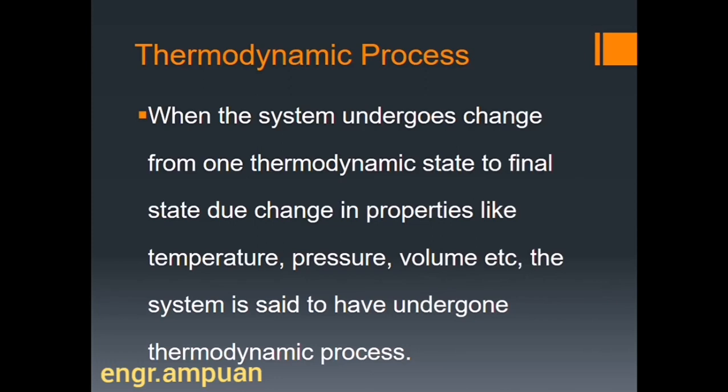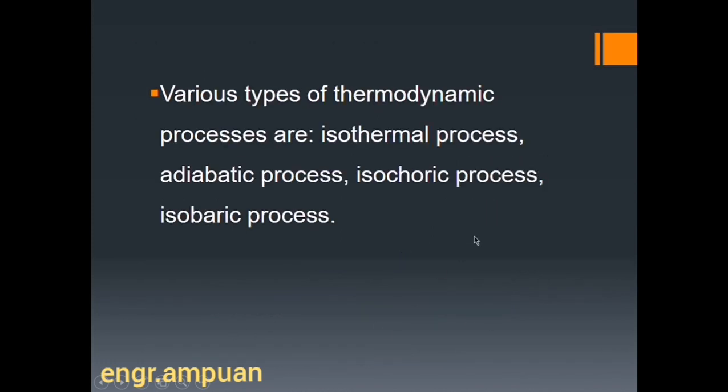So first, I would like to tackle its main definition. A thermodynamic process: when the system undergoes a change from one thermodynamic state to a final state due to changes in properties like temperature, pressure, volume, etc., the system is said to have undergone a thermodynamic process. The various types of thermodynamic processes are the isothermal process, adiabatic or isentropic process, isochoric or isovolumic process, and then the isobaric process.